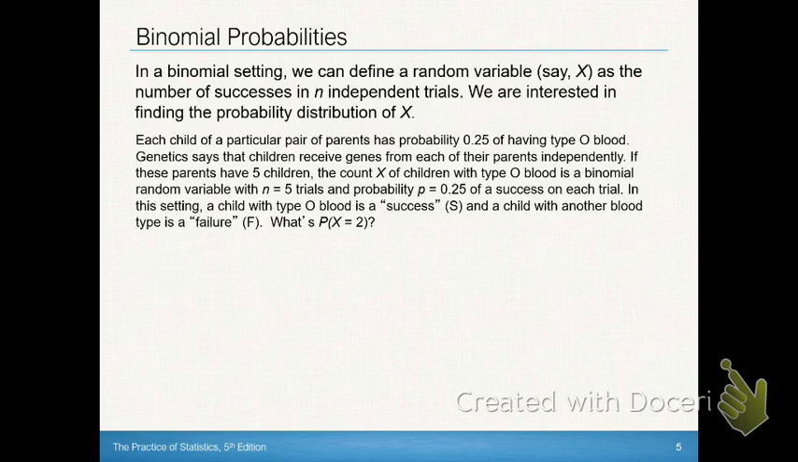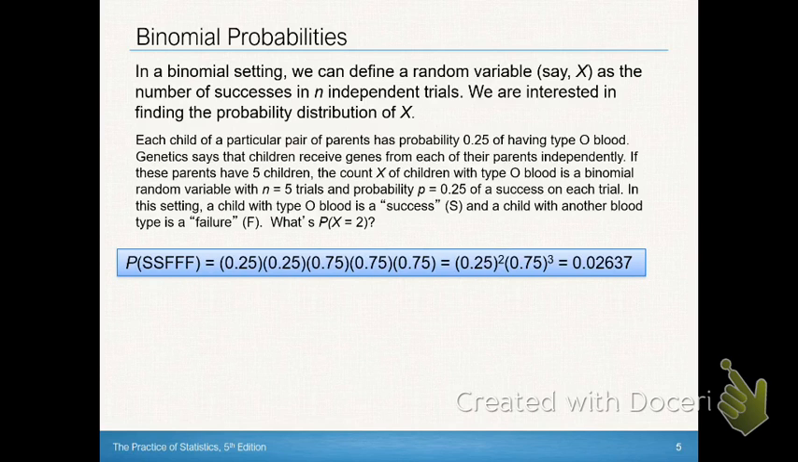So it's binary, the child either has type O blood or it doesn't. It's independent, the probability that one kid has type O blood should not impact whether or not the next kid has type O blood. There's a set number of trials because we're going to have exactly 5 children, and the probability of success remains the same every time. It's always 0.25. So here's one way that this could happen. They could have the first 2 children have type O blood, and then the next 3 not. And that would be the corresponding probability.